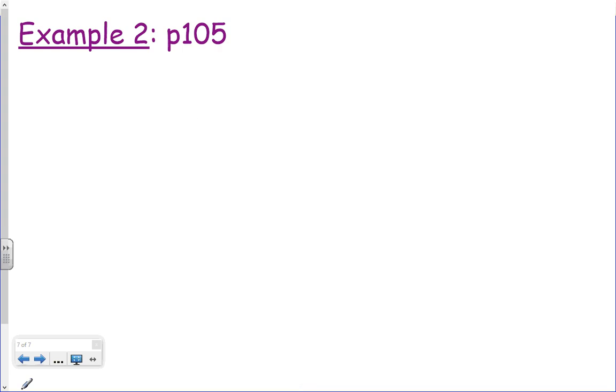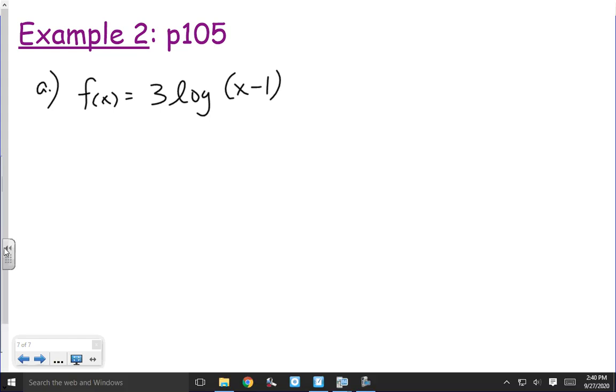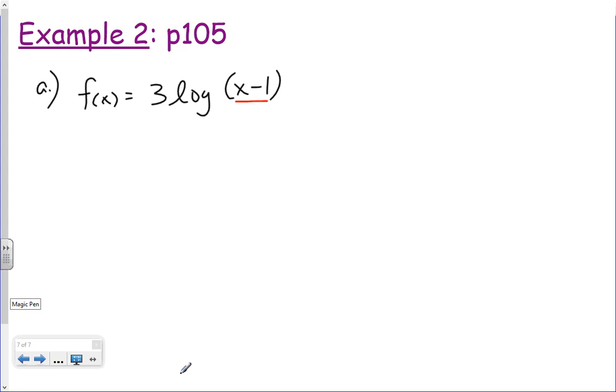All right, let's take a look at the last example here. It says to plot the graphs of these functions and identify their domains. So for A, we have f of x is equal to 3 log of x minus 1. All right, so let's consider the domain here, and that will help us sketch this. You could obviously grab your calculator and start sketching this, but let's think about the domain here, at least to help us start sketching it.